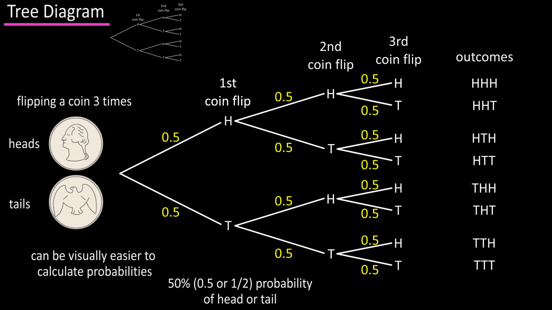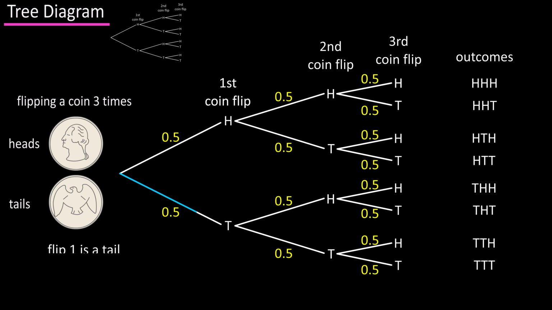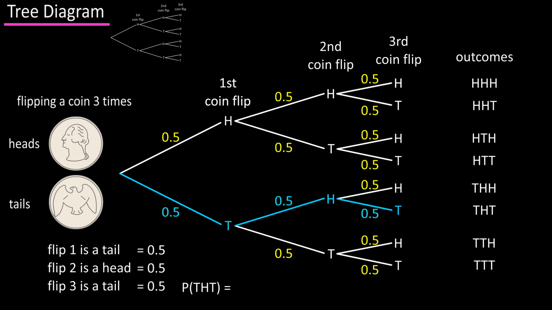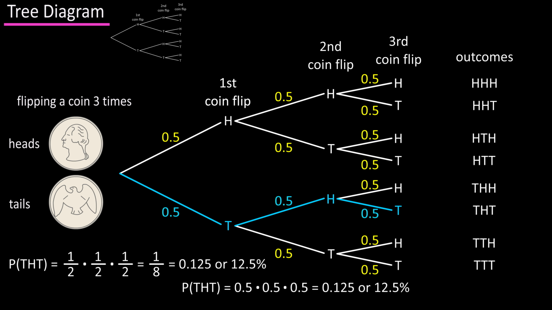Now we can calculate the probabilities for the outcomes. So let's look at flip 1 being a tail, flip 2 being a head, and flip 3 being a tail. If we go through our branches, we have a 0.5 probability flip 1 is a tail, then a 0.5 probability flip 2 is a head, and a 0.5 probability that flip 3 is a tail. To calculate the probability of tail, head, tail, we multiply the probabilities. So 0.5 times 0.5 times 0.5, which equals 0.125 or 12.5%. We can do this fractionally as well. 1 over 2 times 1 over 2 times 1 over 2 equals 1 over 8, which again equals 0.125.